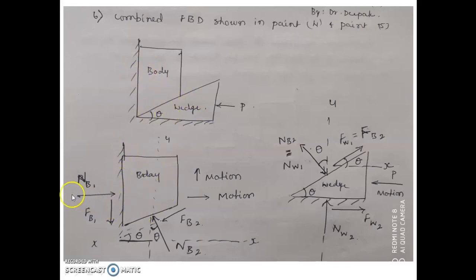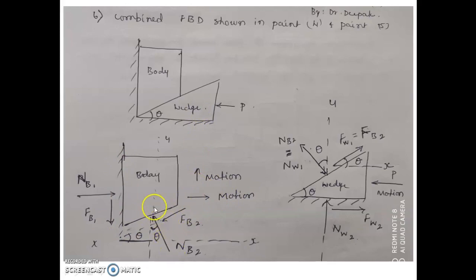So at the vertical surface, now reaction will be generated towards the body, and friction, since the body is moving upwards, will be generated at this contact surface. Since the body is moving towards the right when compared to the wedge, friction will be generated opposite to the movement of the body, that is towards the left side like this.